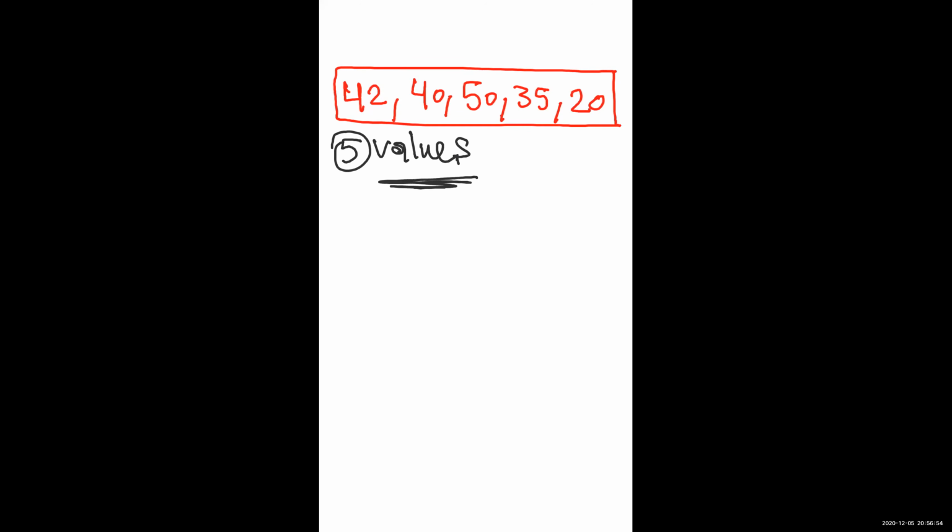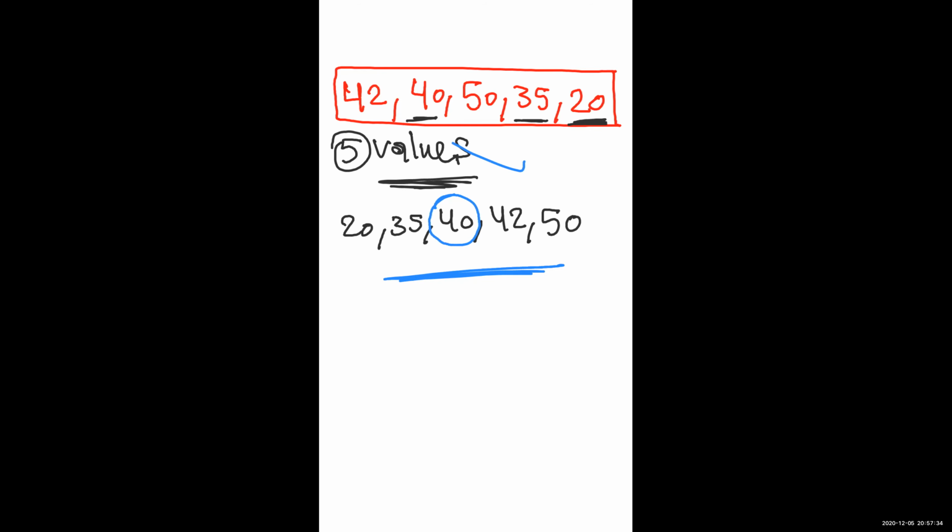So this one is very simple. Now, what will be the first step? I have to arrange. Ascendingly or descendingly, it will be the same. So the smallest one is 20, then 35, then 40, then 42, then 50. Now, guys, what will be the median of these values? The term which is in the middle. So 40 is the median. So this is the case if the number of values is odd, so 5 values like this.